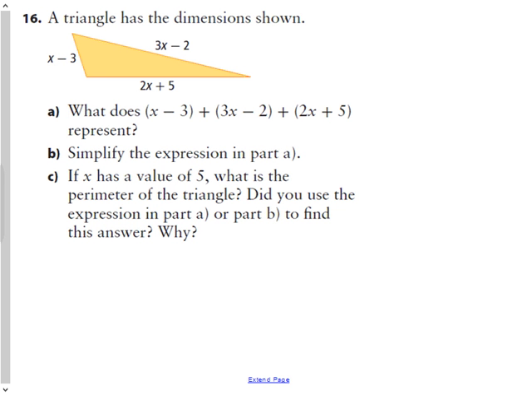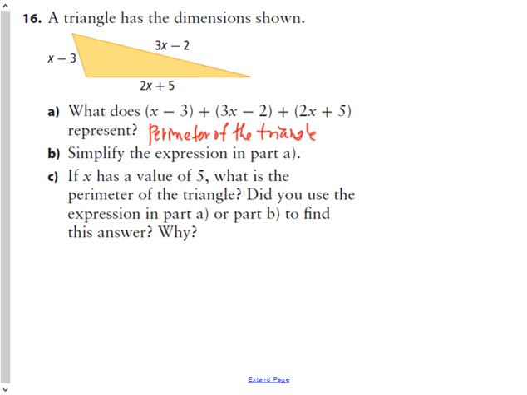Your next question, 16, says a triangle has the dimensions as shown. What does x minus 3 plus 3x minus 2 plus 2x plus 5 represent? It represents the perimeter of the triangle, or the distance around the outside of the triangle.